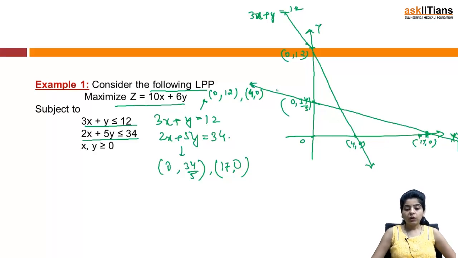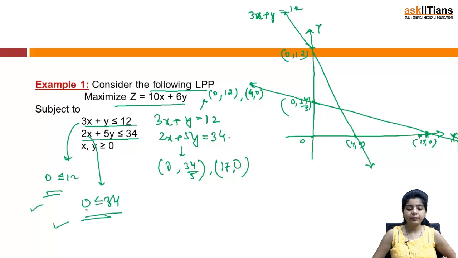Now once you have drawn these 2 lines, you have to find out the shaded portion. For that, again put 0, 0, replace x and y coordinates by 0, and I get 0 is less than or equal to 12. In this I get 0 is less than or equal to 34. Both are valid statements, and therefore the region would be the region containing the origin.